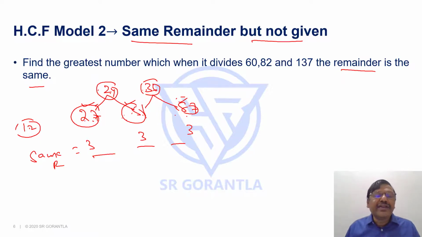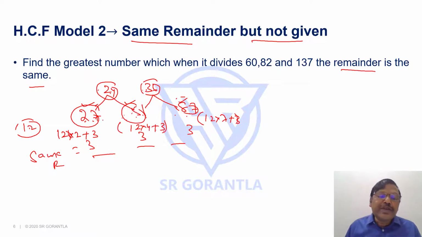Why is it happening? Because this 27 is 12 into 2 plus 3. This 51 is 12 into 4 plus 3. 87 is 12 into 7 plus 3. So when you are finding the difference, what happens? 12 into 4 plus 3 minus 12 into 2 plus 3 means 3 gets cancelled. 12 into 4 minus 12 into 2 is 12 into 2, 24.